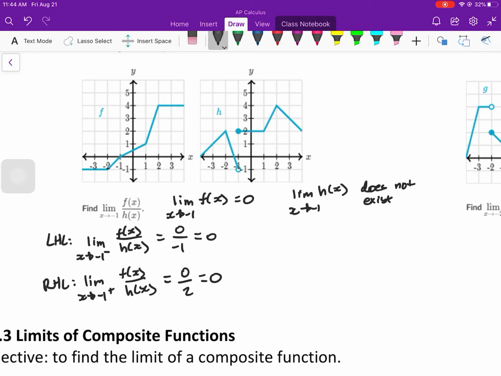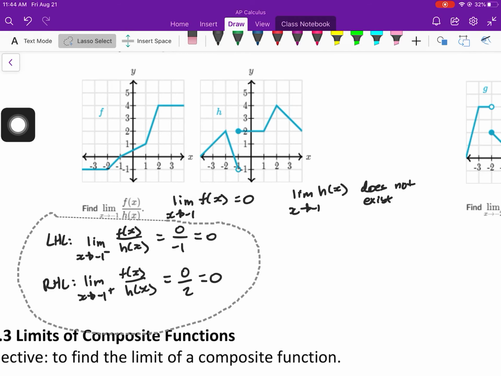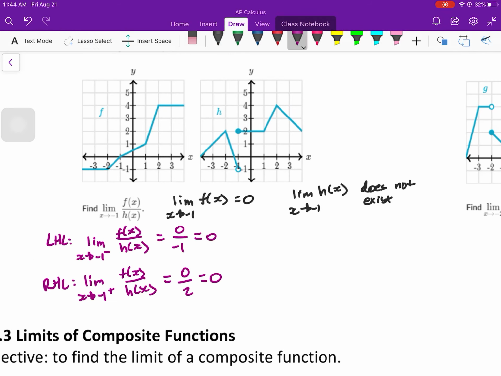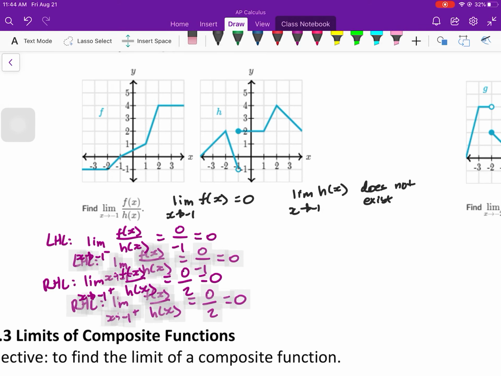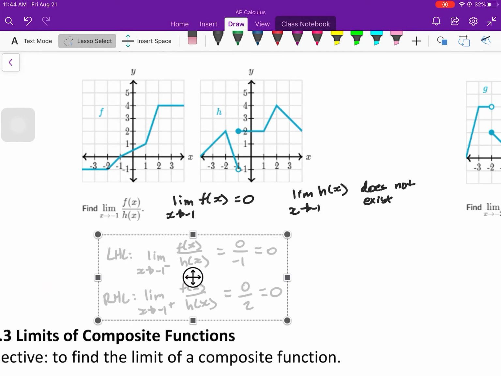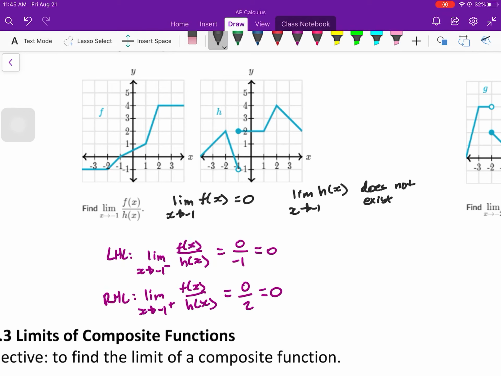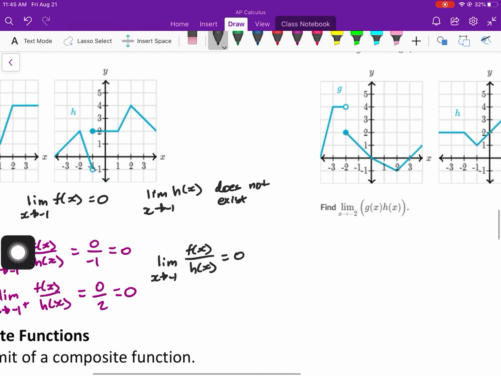So guess what? Once again, we see the left-hand limit and the right-hand limit, even though it looks like it's going to fail because this limit seems like it's not going to work because h of x does not exist. The limit of h of x doesn't exist there. If we break it apart and we take a look at the left and the right-hand limit individually, then we could see that the limit exists because it's both the same from the left and the right-hand side, and that limit as x approaches -1 of f of x over h of x is 0 because the left-hand and the right-hand limit are the same, which is 0.